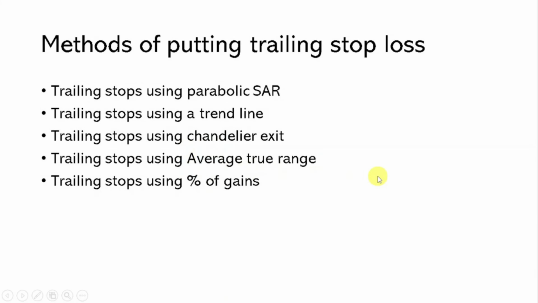Now there are some methods to place a trailing stop in our charts. There are some tools which you can use to put trailing stops on the chart. Some people use Parabolic SAR, some use a trendline, some use the Chandelier exit, some use average true range, and some use percentage gains. These are some of the important and famous methods which we are going to discuss. First, let's talk about Parabolic SAR.